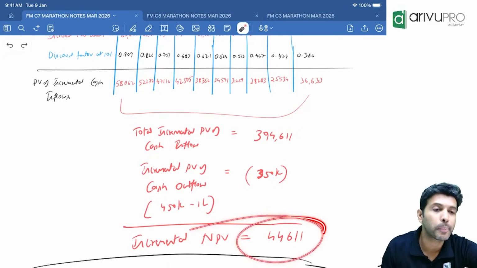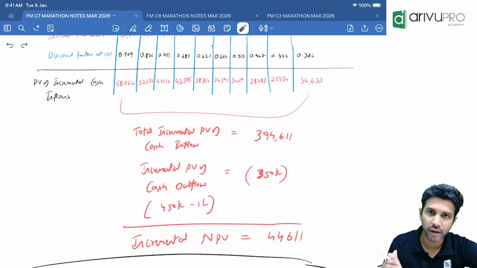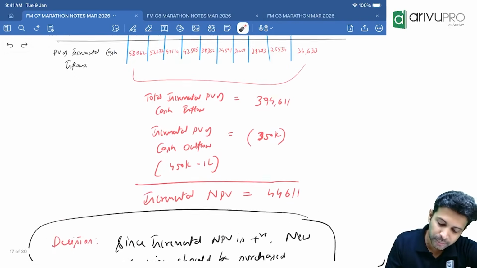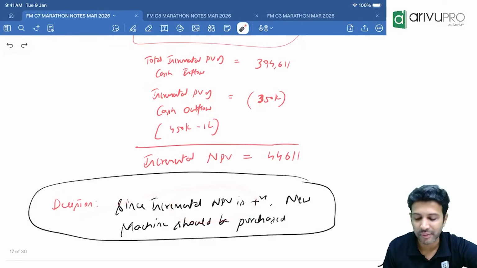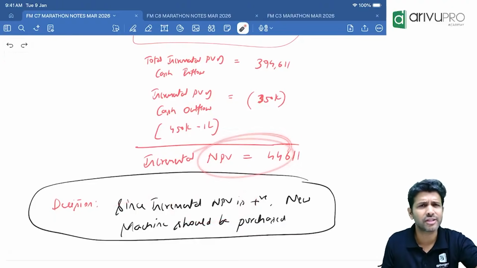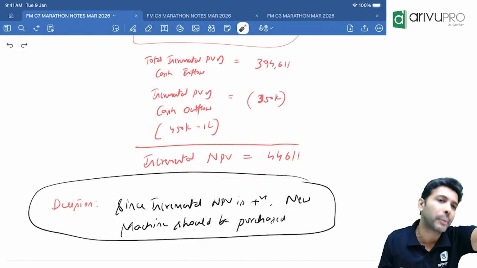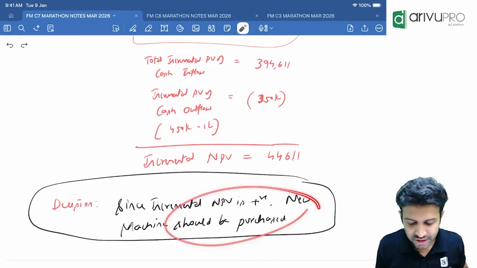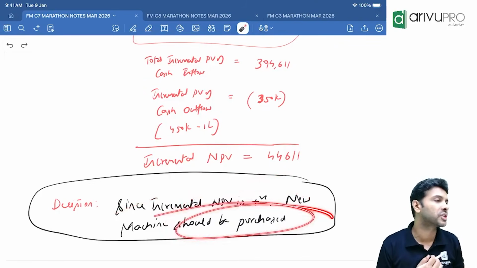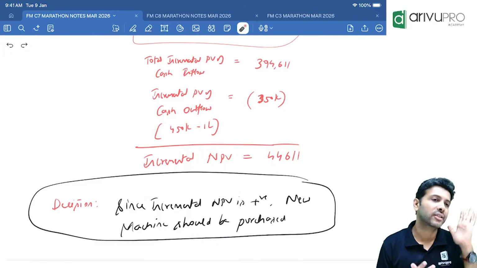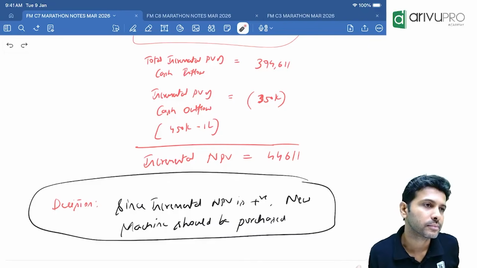This we got negative or positive? That means you will reject the new machinery or accept the new machinery? As incremental NPV is positive. Incremental NPV means extra machinery. If you buy extra new machinery, it will give you an extra NPV. Since new machinery is giving extra NPV as a positive number, the new machinery proposal should be accepted. That's the drama. Clear?